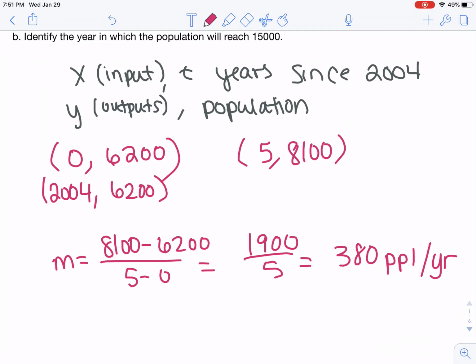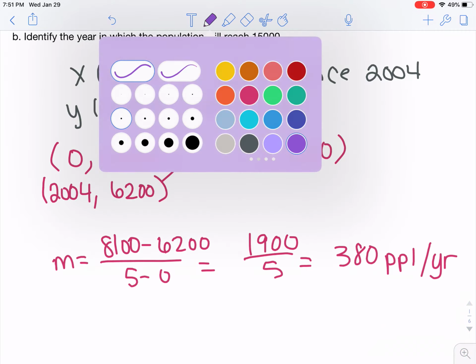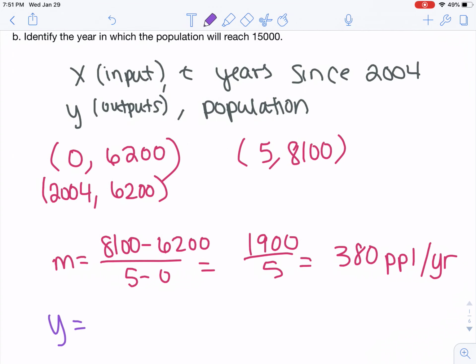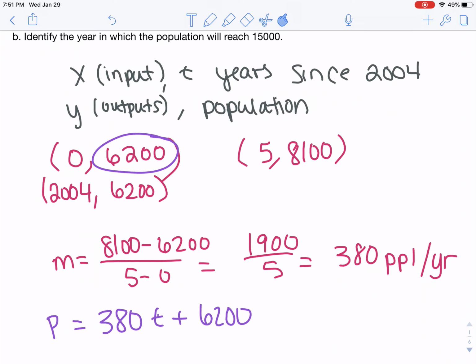Okay? So what we can do is use this information to write an equation. So we get y equals, well, we just found out that my m value was 380 times x, or times t, if you want to use t, however you want to do it. I'm actually going to use t for time, and I'm going to put a p over here. But again, it doesn't really matter. So p equals 380t, and then your b is where you start. So my initial population is 6,200, so plus 6,200 there, okay?